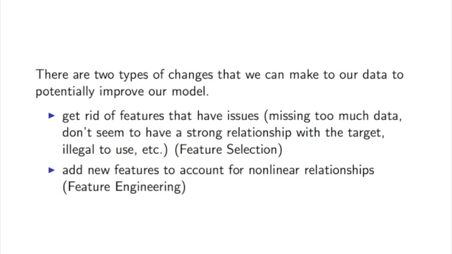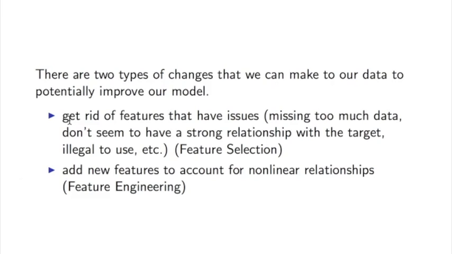One thing you can do to improve your linear models is to decide which features you can use. So there are two things you can do. One is you can get rid of features that aren't going to work. They're missing too much of the data. They don't seem to have a strong relationship with the target. It would be illegal to use them, like you can't use gender data in hiring, for instance. You could also add new features, which are usually transformations or combinations of the existing features, to account for nonlinear relationships.